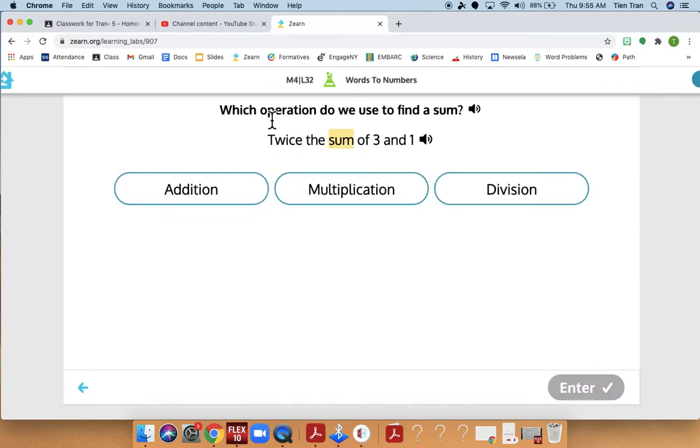Now the next thing they ask you is which operation do we use to find a sum? Remember, the word sum means that I am solving the answer to an addition problem. So the word sum means to add. It does not mean to multiply, and it does not mean division. You guys learned this before. So sum means to add.